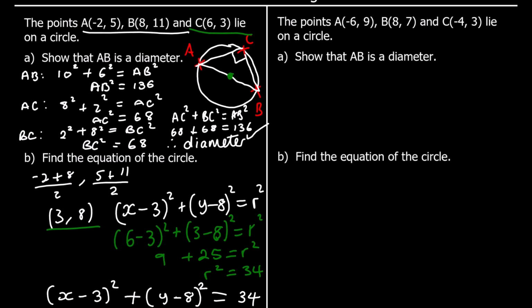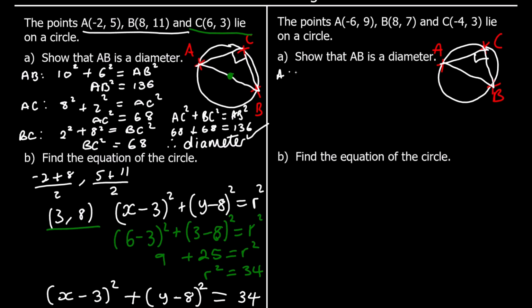One for you to try. So again, we've got points A, B, and C on a circle. We need to show that AB, again, is a diameter. So to show it's a diameter, we have to show that angle ACB makes a right angle, a 90-degree angle. We can either use Pythagoras or we can use perpendicular lines. So just to be different, I'll use perpendicular lines.